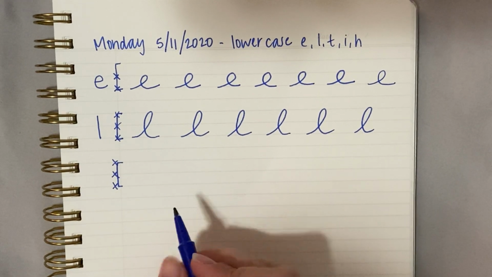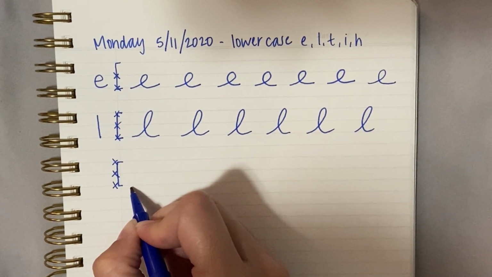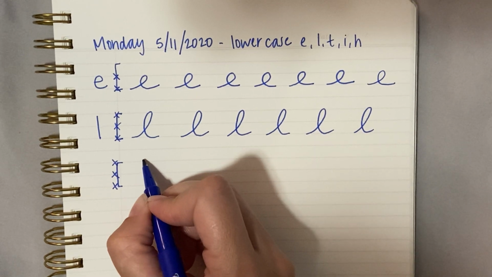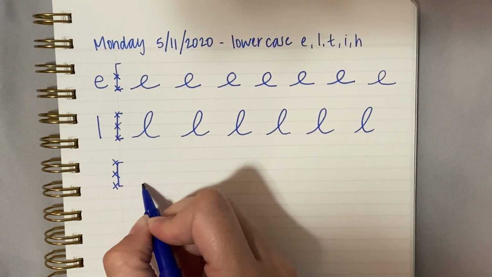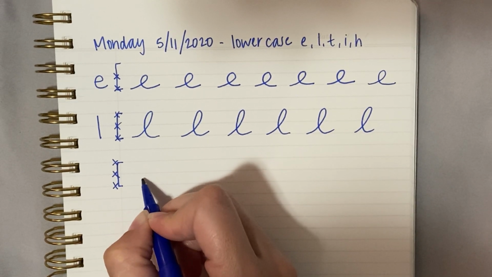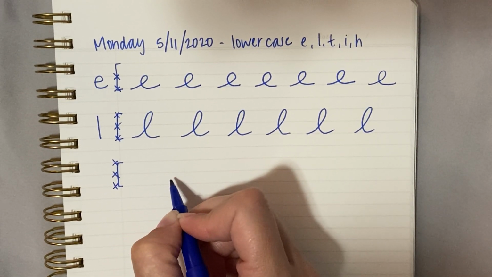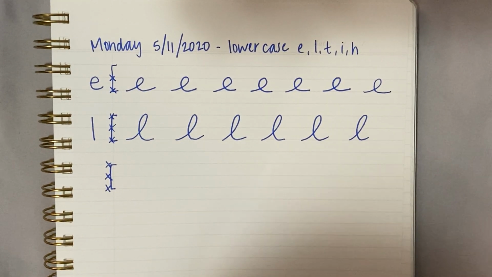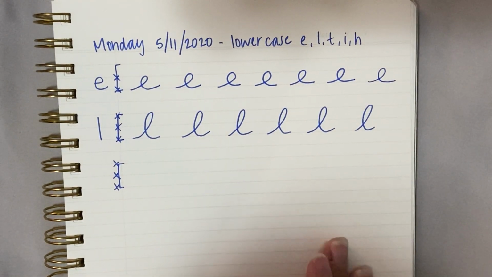Okay, so we're going to start at the baseline. We're going to go all the way up, we're not going to take it around. We're not going to swoop around. We're actually going to come down the same line that we made going up, and then we'll cross it over. So let me show you what that looks like.